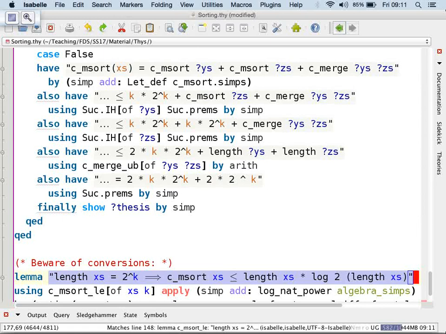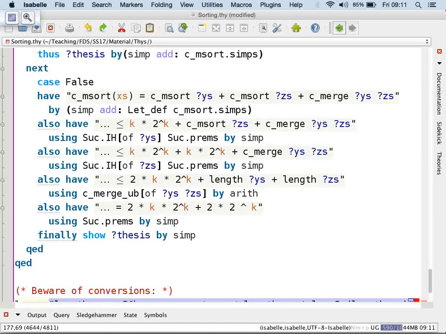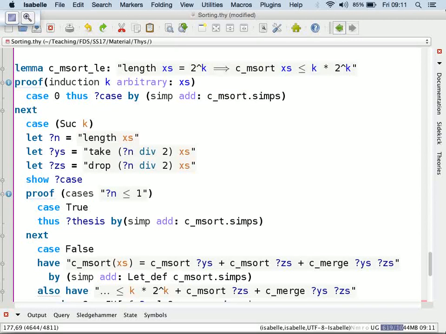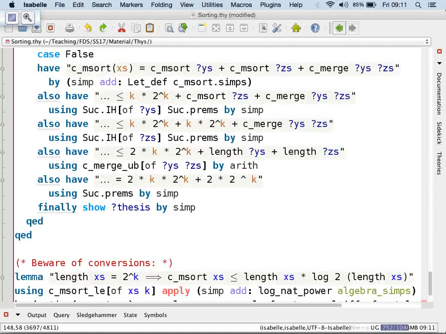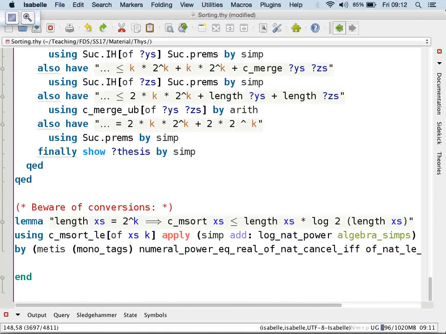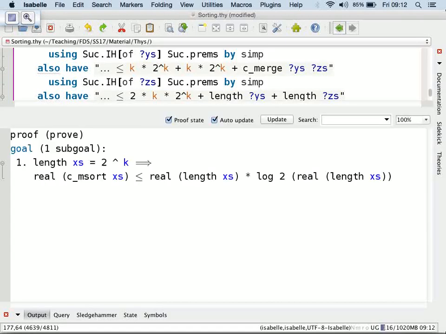So if the length of xs is a power of 2, then the number of comparisons in merge sort is bounded by the length of the list times log 2 of the length of the list. And that will be a direct consequence of this version here, just using some trivial properties about logarithms and exponentiation. But it's not all as simple as it may appear. For a start, if you write that down, it looks very nice. But if you look at what the system makes of it, it doesn't look quite as nice anymore.